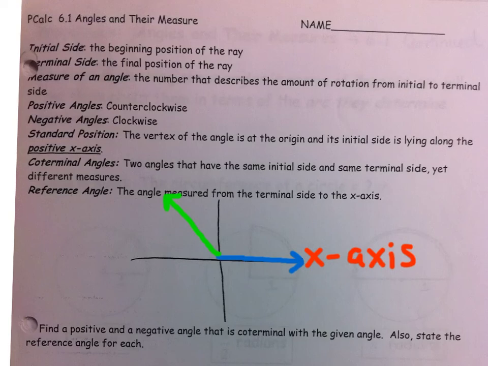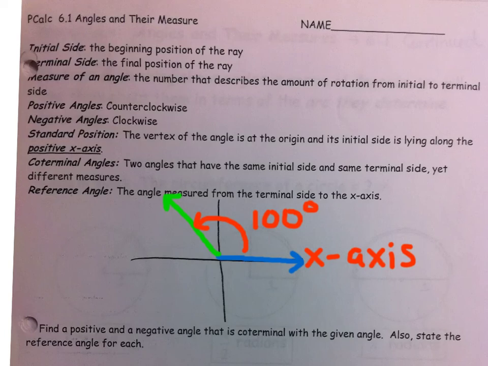Then if we look, there's a couple things we need to talk about once we draw the two rays in there. So the blue and the green, that together makes an angle. And the measure of the angle would be the amount of rotation from initial to the terminal. So from here to here, that's what I would call the measure of the angle. Let's give it a number like, I don't know, 100 degrees. So the measure of that angle would be 100 degrees.